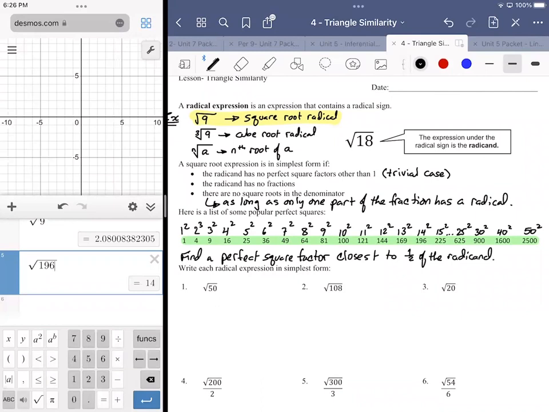All right. Closest to 1/2 of whatever the radicand is. Right. And again, the radicand is just the number under the radical. All right. Radicand, 3 syllables, number under the radical. Right. You save yourself 5 syllables by saying radicand, as long as you know what it means. All right.